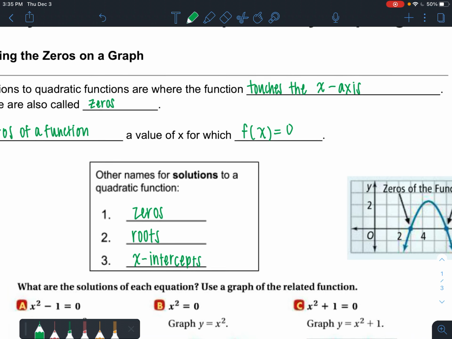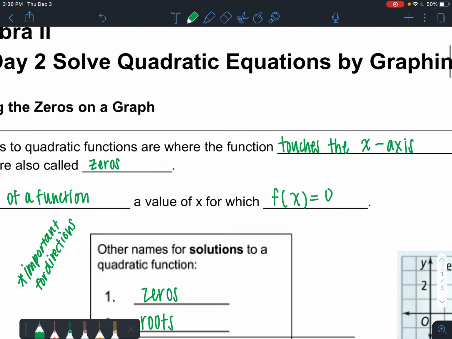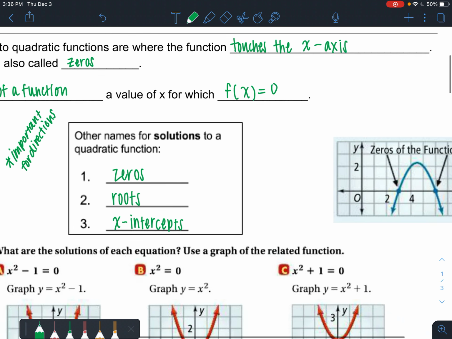Here are some other names, and this is going to be important for directions. It might refer to it as something else. So in the future, if you have a test or something like that, it might say find the zeros, or find the roots, or find the x-intercepts. They all are the same thing on the graph.